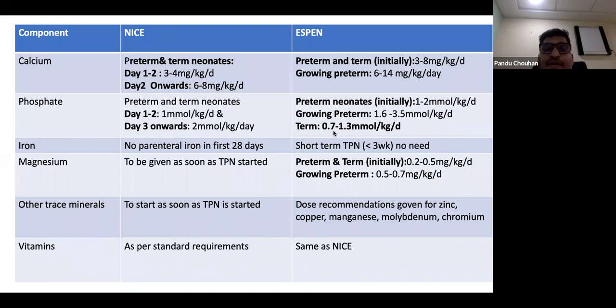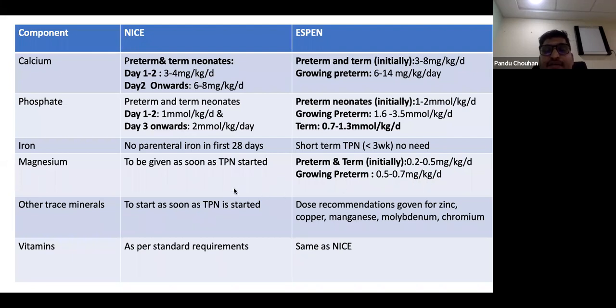Similarly, according to the European society, there is no need to give parenteral iron in the first 28 days, and when there is short-term TPN, no need to give iron supplement. Magnesium should be started as soon as TPN. The dosages quoted by the European society are 0.2 to 0.5 milligram per kg per day, and in the growing period, 0.5 to 0.7 milligram per kg per day.